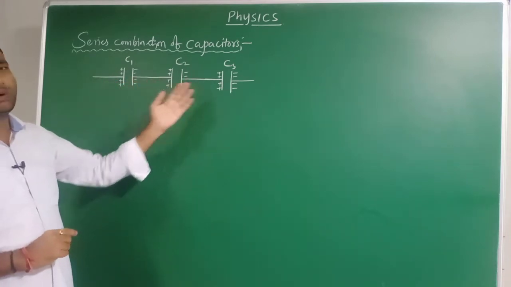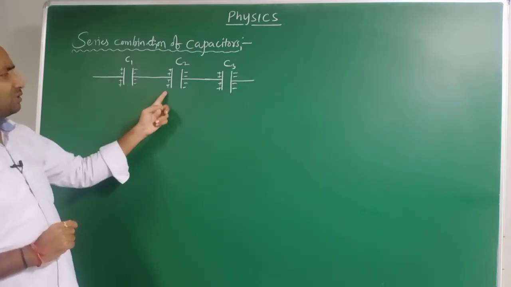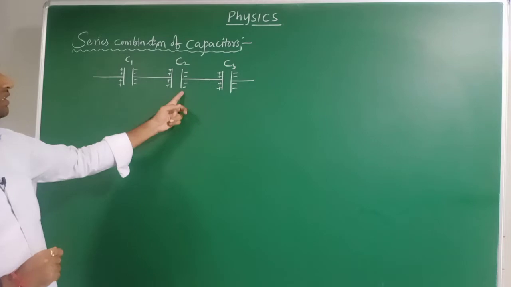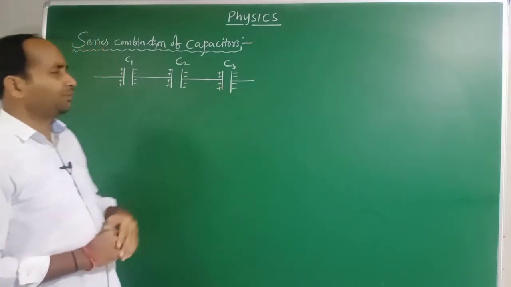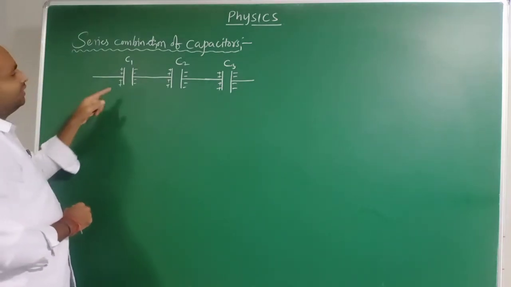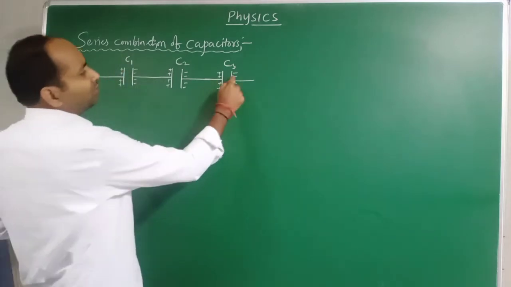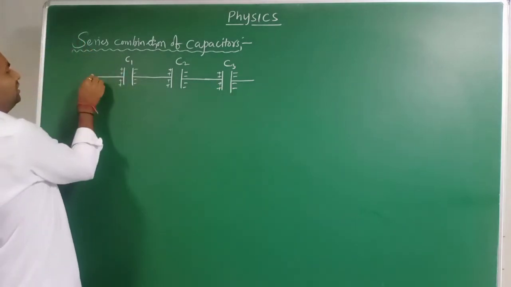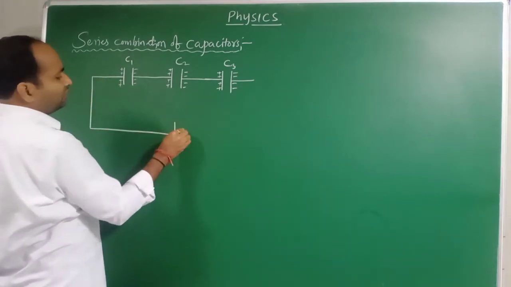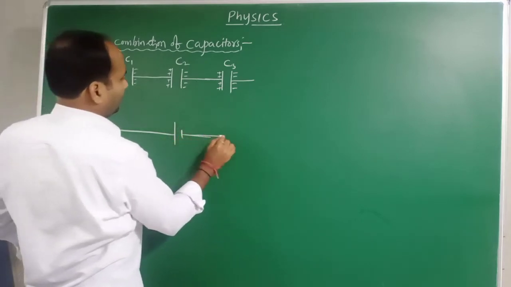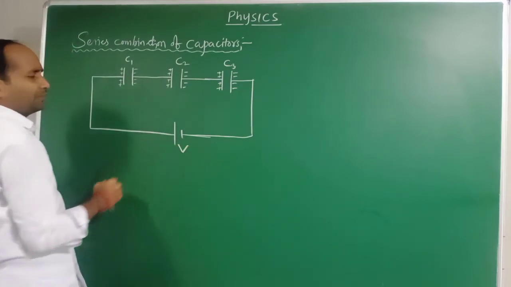Here we are taking three capacitors. This is the first plate, this is the second plate. The second plate of the first capacitor is connected to the first plate of the second one. The second plate of the second capacitor is connected to the first plate of the third one, and so on. Finally, the positive terminal of C1 and the negative terminal of C3 are left, and these three are connected across a battery of potential difference V.